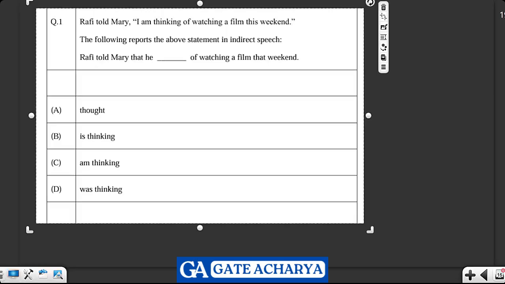Correct answer is not A. Correct answer is C. I am thinking of watching a film that weekend. Okay, sorry, this weekend. So when I refer to that, yes Vaishnavi, you are correct. The correct answer is: Rafi told Mary that he was thinking of watching a film that weekend. "He thought" cannot be a proper answer.